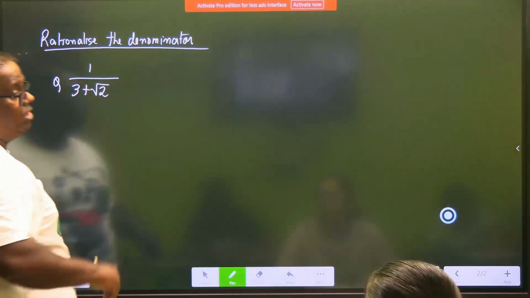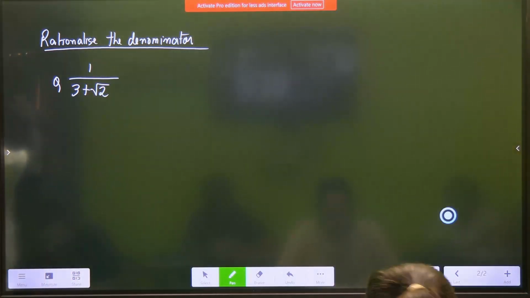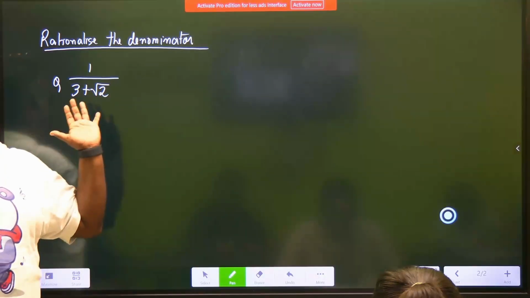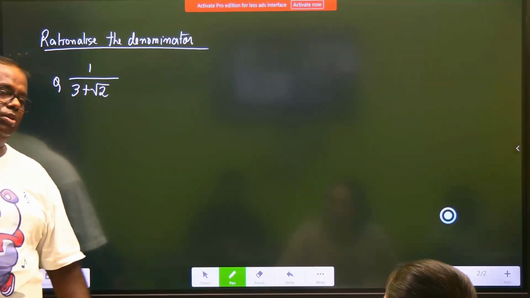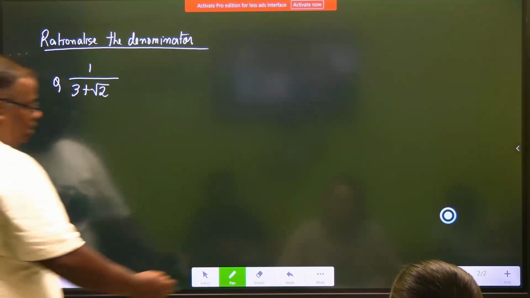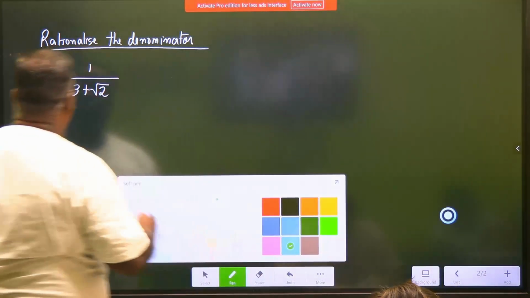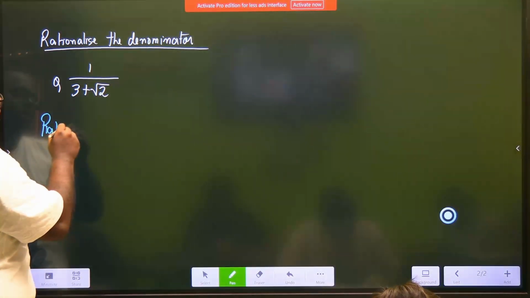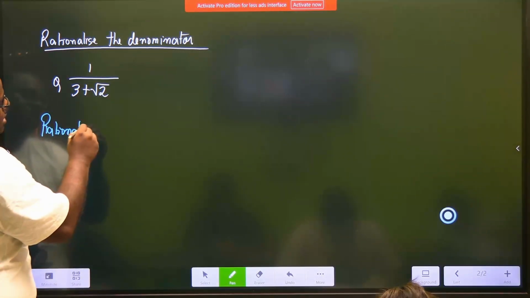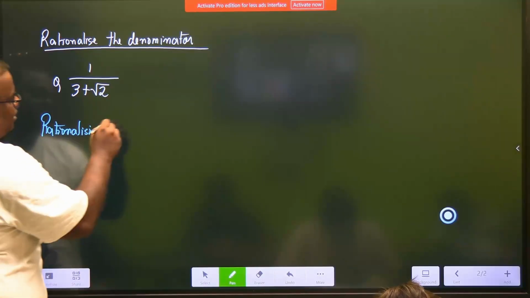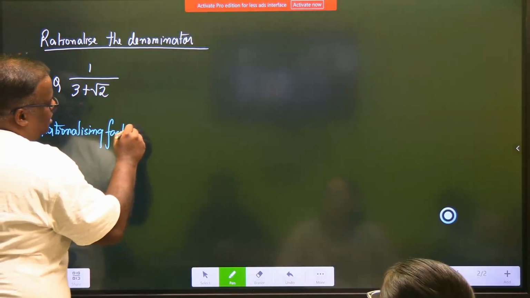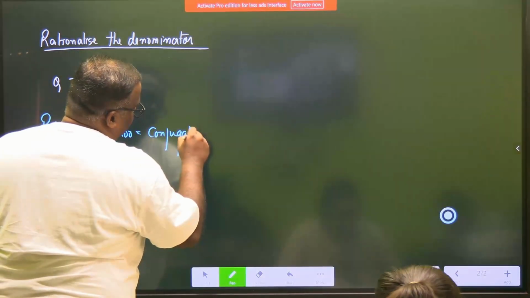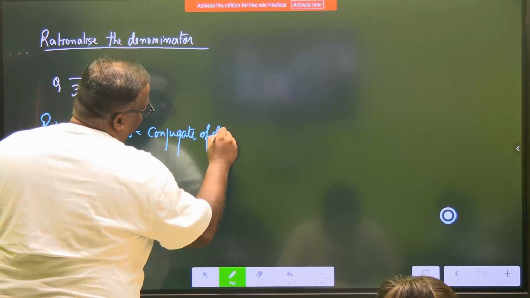Now look at the denominator first. Root 2 is irrational. 3 is rational. Rational plus irrational is always irrational. So this is irrational. Now we have to convert it into rational. In order to convert it into rational, we need something which we call the rationalizing factor, that with which you multiply. The rationalizing factor is the conjugate of the denominator.